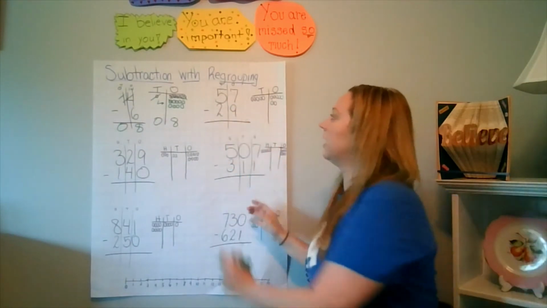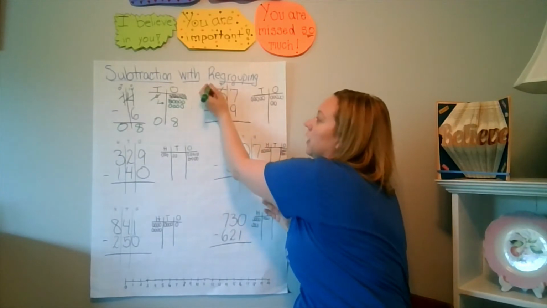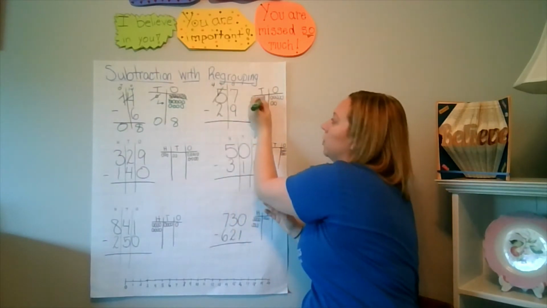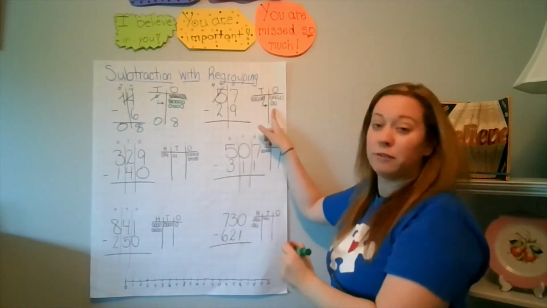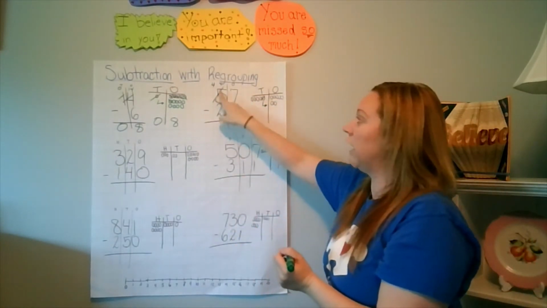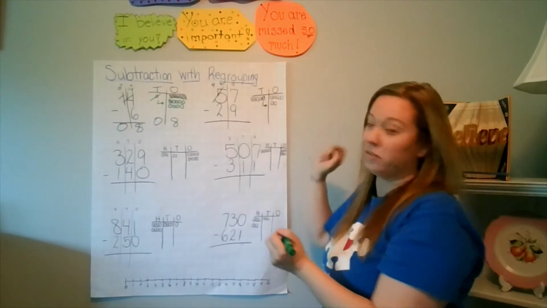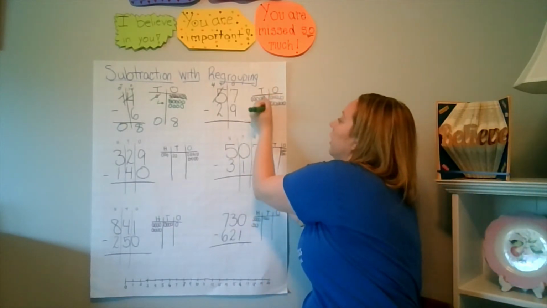So what that looks like is I go next door to him, so I take one from him, which I just did, and I'm going to move it over to my ones place. So I have to draw 10 circles over here because I took a 10 right here, and I'm moving it over. So 1, 2, 3, 4, 5, 6, 7, 8, 9, 10.